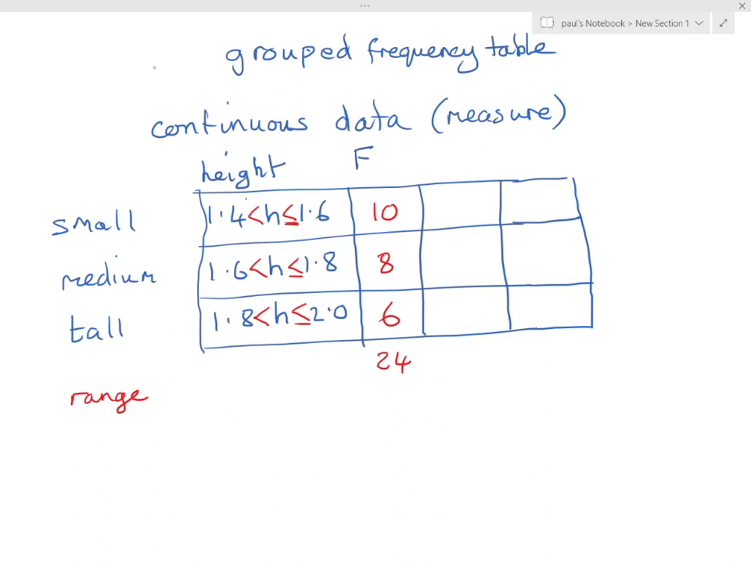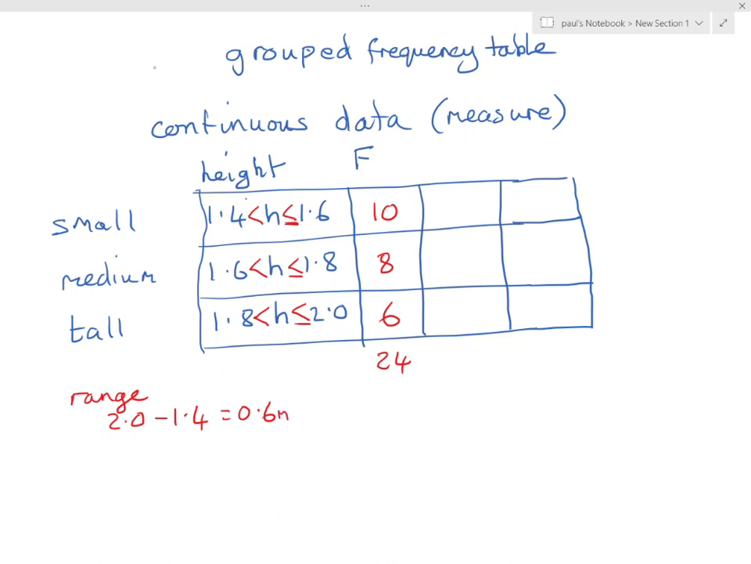So the range is the difference between 2, which is the largest number we can see, and 1.4. Now I know that you have to be bigger than 1.4 to get into this small category, but you can be 1.41, which is rounded down to 1.4 anyway. So that will be equal to 0.6 meters. I suppose we're doing meters.